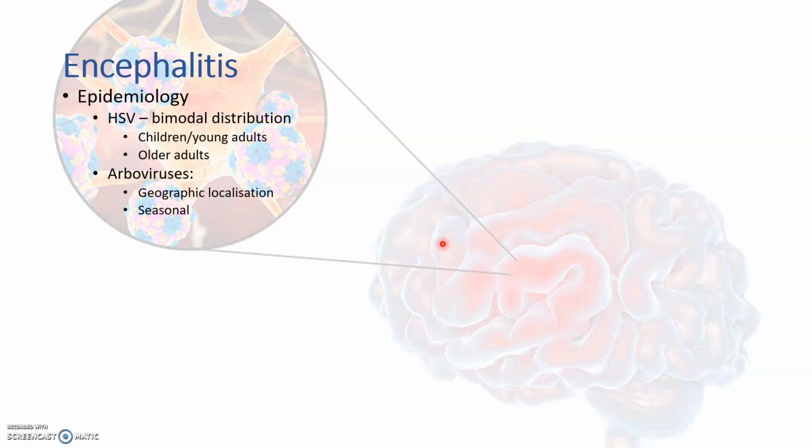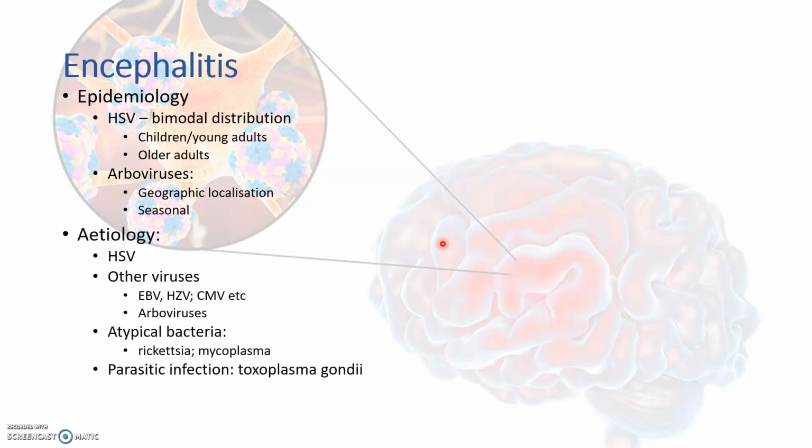HSV encephalitis has a bimodal distribution. It affects children and young adults, and then it can affect older adults as well. Other viruses that cause encephalitis, such as the arboviruses, have specific geographic localizations, and they tend to be seasonal. So HSV is the big and important cause of viral encephalitis.